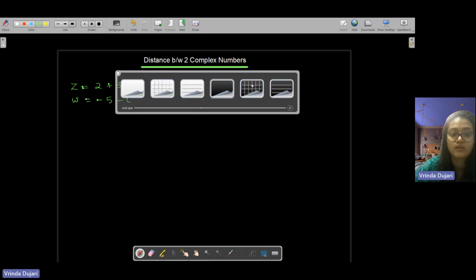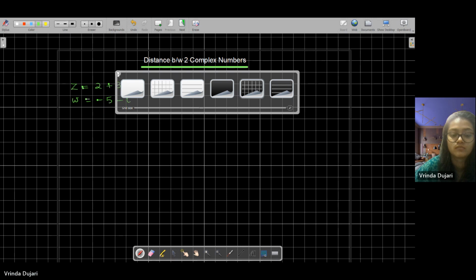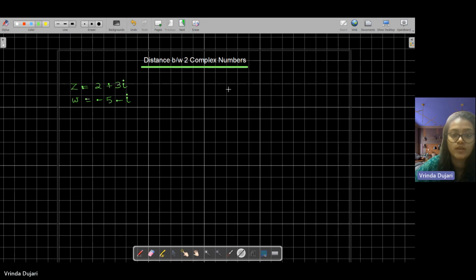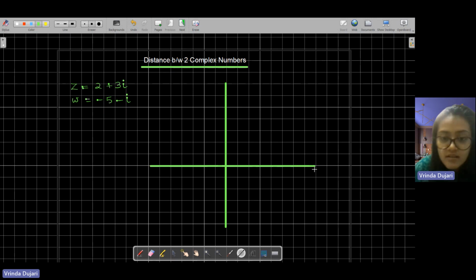Let's say this is the imaginary axis and this is the real axis. So let's plot these two complex numbers. 2 plus 3i: real part is 2 and imaginary part is 3. So first I'm plotting z, and for z the imaginary part is 3. So 1, 2, 3. So this is the complex number z.